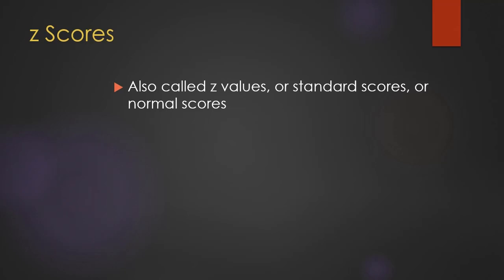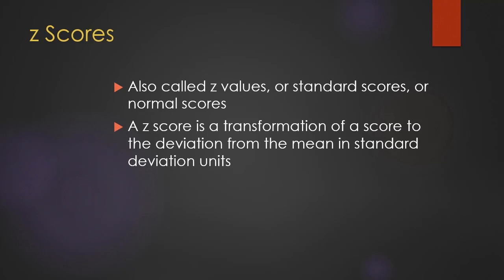Z-scores are also called Z-values, standard scores, or normal scores. They go by various names. I'm going to use the name Z-score. A Z-score is a transformation of a score to the deviation from the mean in standard deviation units.